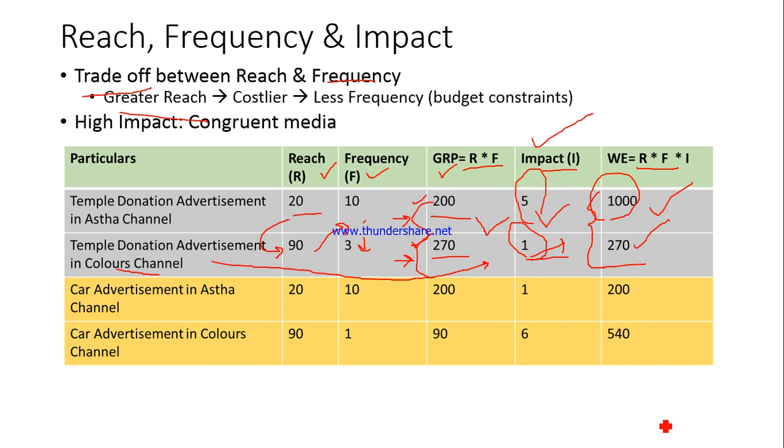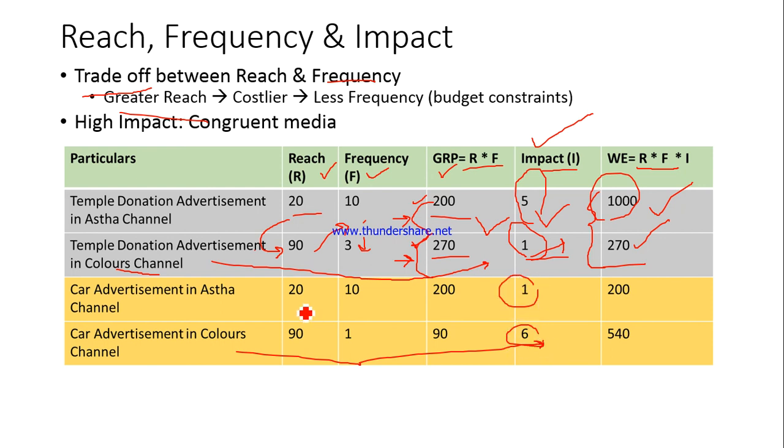Now again, let us talk about the car advertisement. Which particular media or which particular vehicle, let us say, is going to be more congruent for you? Don't you think between Astha and colors, the more congruent media would be the colors channel. Naturally, why? Because you are selling your cars, and that is why the impact would be higher here while the impact would be lower here.